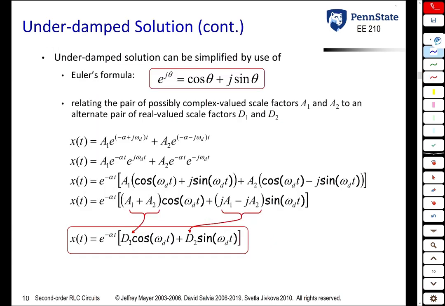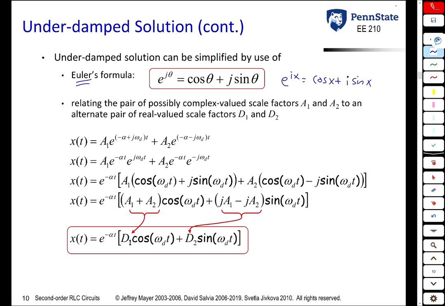We can actually simplify this expression using Euler's formula. So Euler's formula, and it is pronounced Euler, not Euler, Euler's formula basically says e to the j theta is cosine theta plus j sine theta. You might remember it as e to the ix is cosine x plus i sine x. It's the same equation.